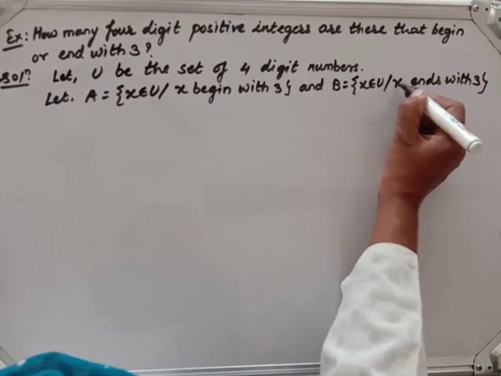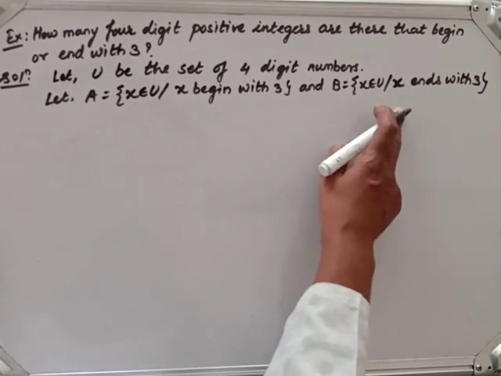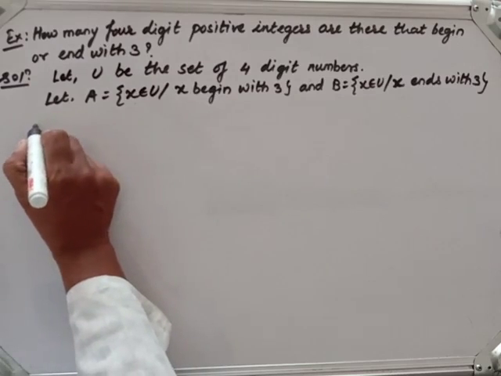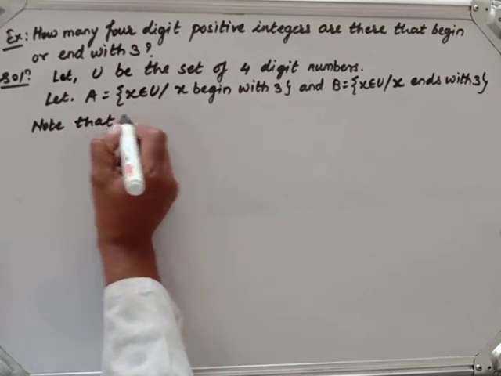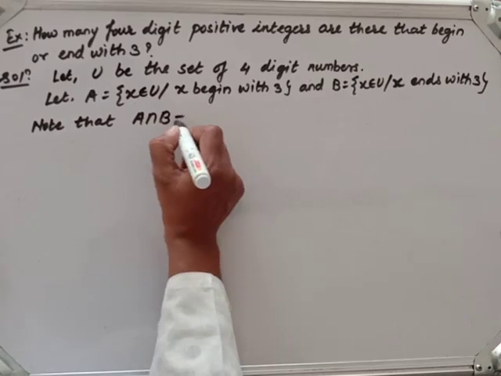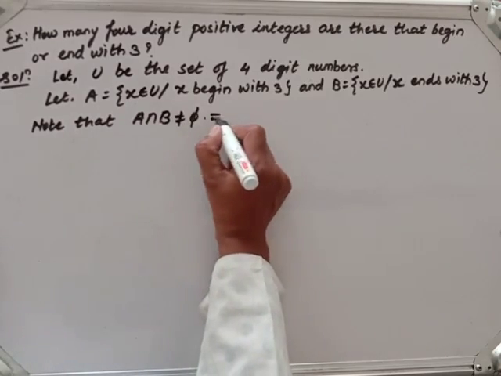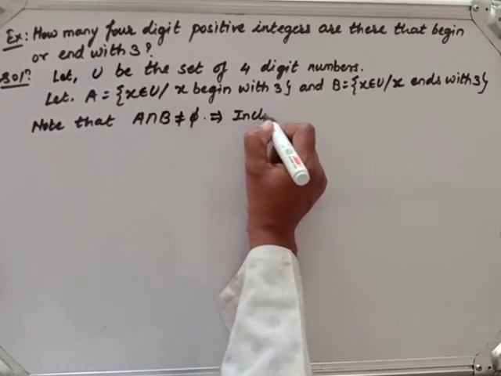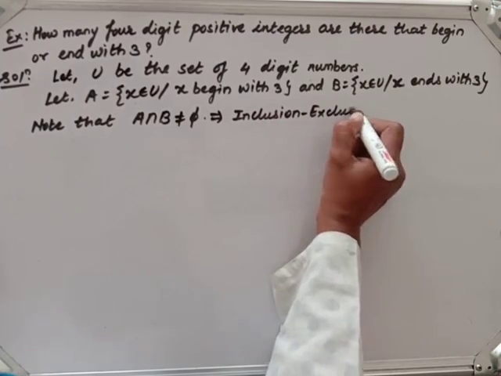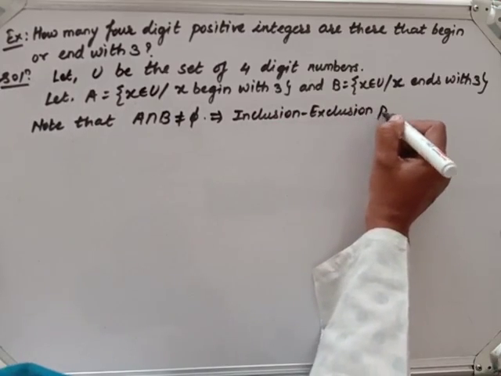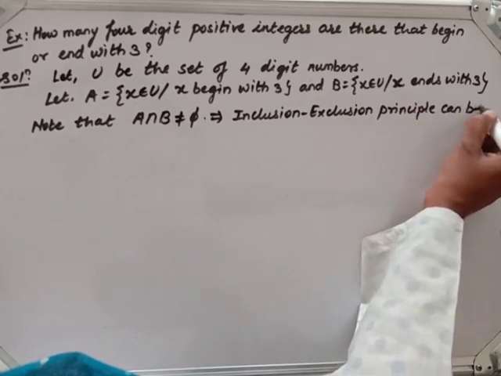Obviously, there are some numbers that satisfy both of them, that begin with 3 and also end with 3. So note that A intersection B is non-empty. That is the thing I want to say. Therefore, what does this say? We have to use inclusion exclusion principle. Inclusion exclusion principle can be used.